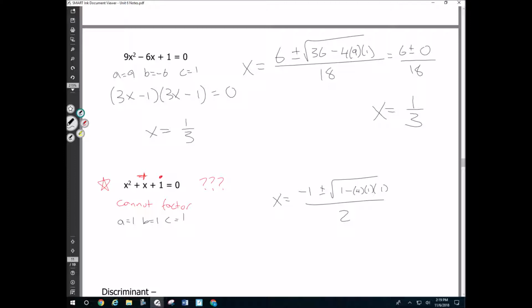Everybody with me so far? Mr. Potov, what is underneath the square root? Give me the numerical number that is under the square root. Don't just repeat what is on the board. Negative 3.